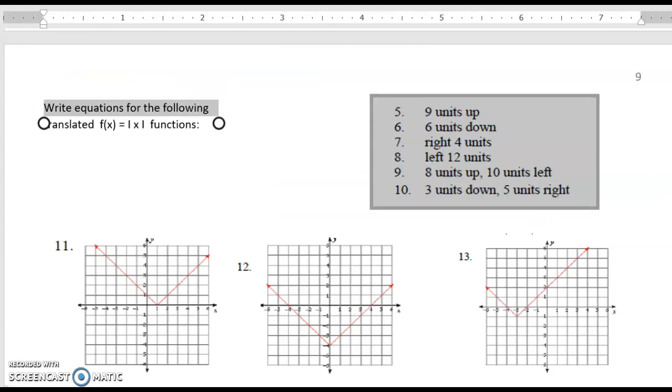So if we look at a couple of these instructions, for instance, let's do number 10 together. If we take an absolute value curve and we move it 3 units down and 5 units to the right, that means our new equation is going to look like this. Maybe we'll call it j of x. And 3 units down, let's see, that means negative 3 plus the absolute value, because that's our function, 5 units to the right, x minus 5.